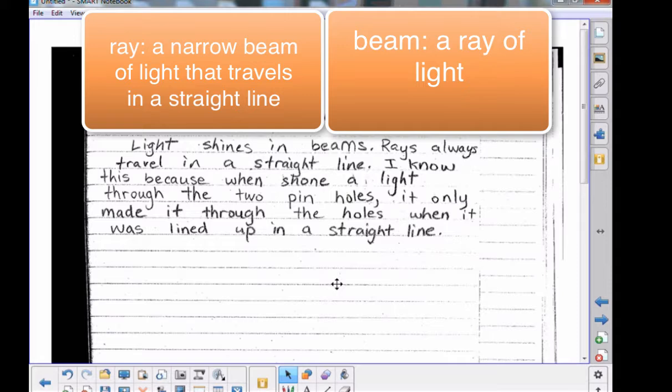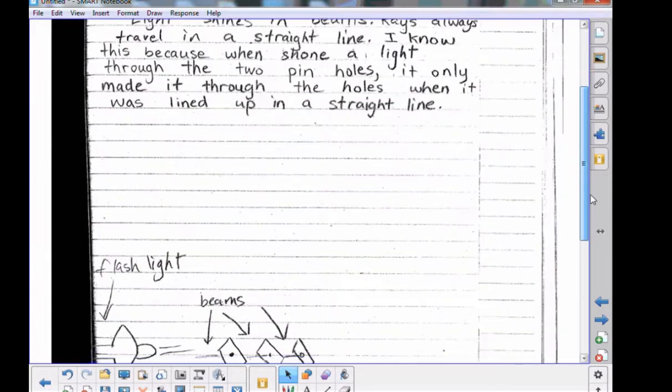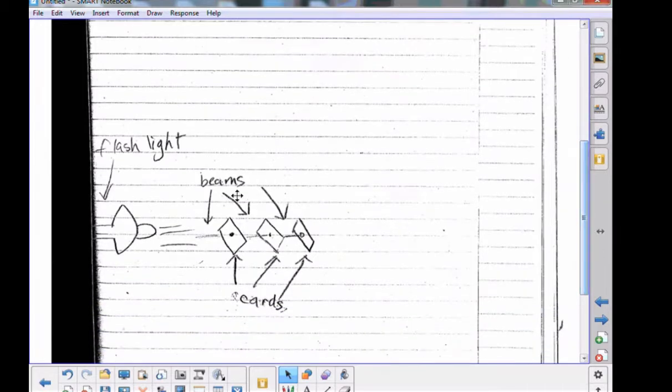Light shines in beams, rays always travel in a straight line. I know this because when I shone a light through the 2 pinholes, it only made it through the holes when it was lined up in a straight line. This was accompanied by a diagram, which is done correctly here. You have the flashlight right there, the beam of light traveling in a straight line, and it's only passing through the holes when the holes are lined up.